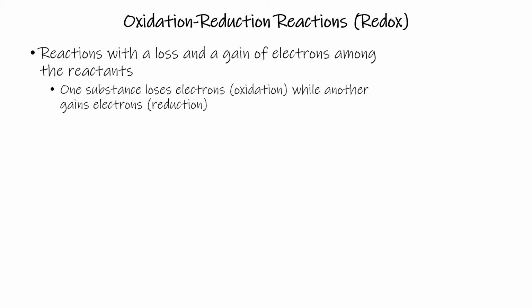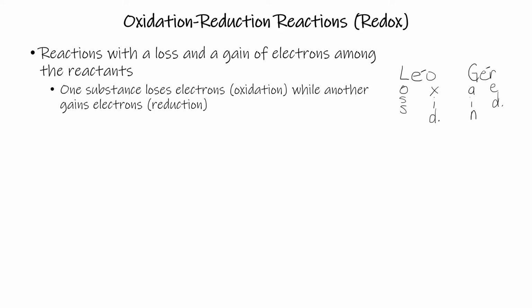And so one way to remember that is with the acronym LEO says GER. So Leo, my lion, says GER. LEO stands for loss of electrons is oxidation, says GER. GER is gain of electrons is reduction. And that is always true. Loss of electrons is oxidation, gain of electrons is reduction.